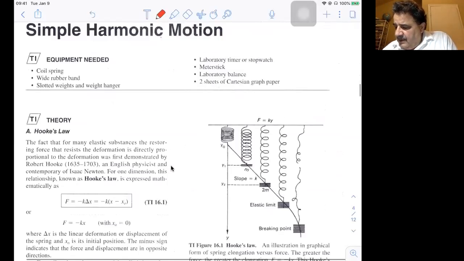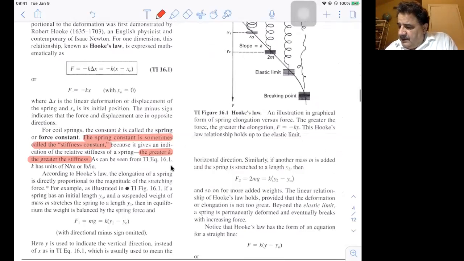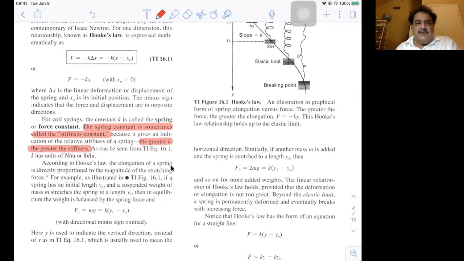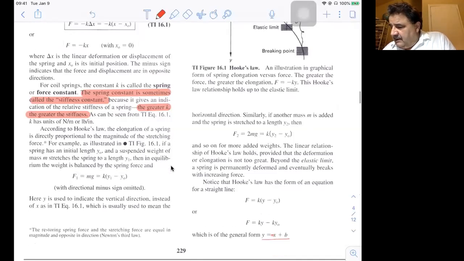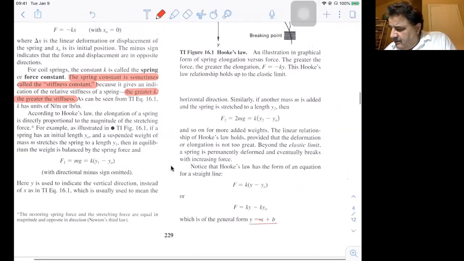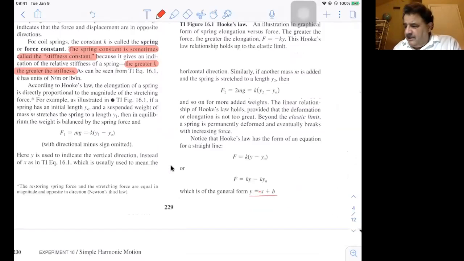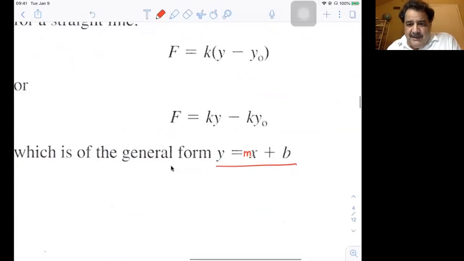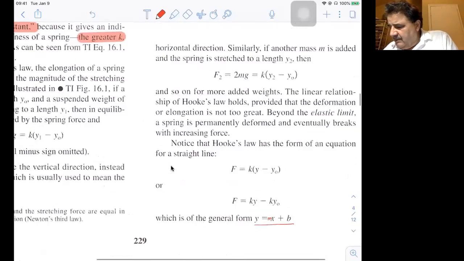we'll continue on. Here again, it's highlighted. The spring constant is called the stiffness constant, and the greater the k is, the greater the stiffness. In your printout, unless they have since corrected it, I'm not sure which version this is, check and see that at the bottom of page 229 this general form should be y equals mx plus b. They missed the m, so make that correction.